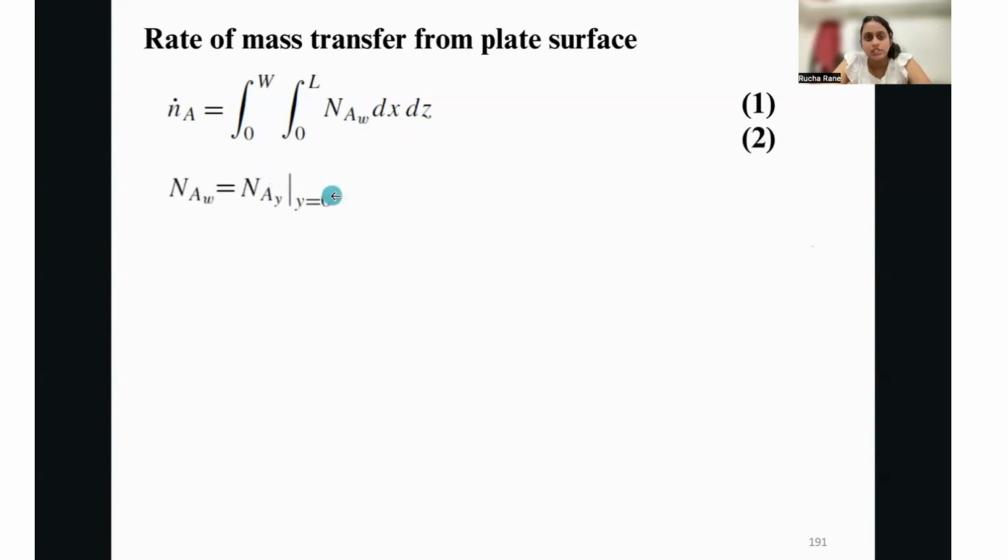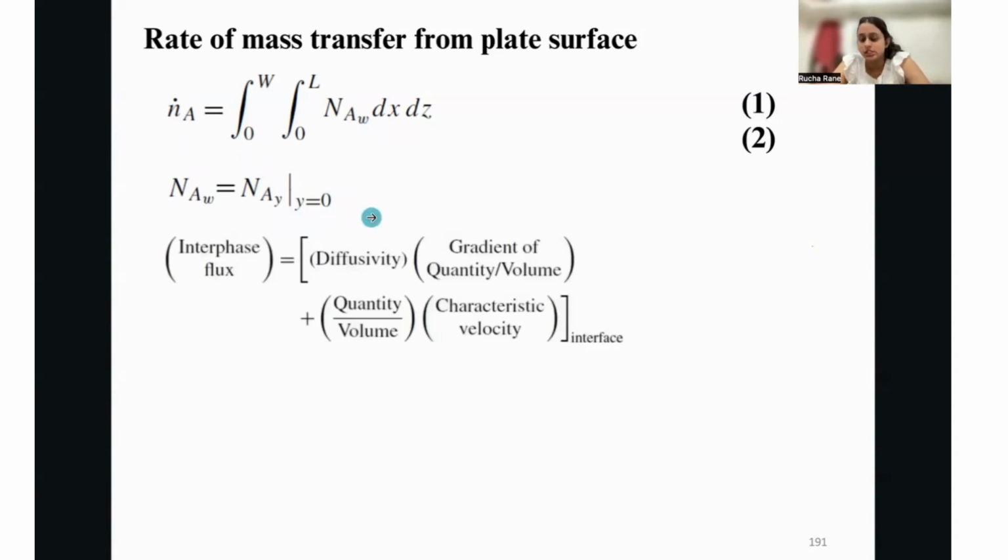Now, as we are considering the interface flux, our area of concern is the surface, for which y is equal to 0. As we discussed earlier, interface flux is the total flux at the interface. This first term, diffusivity into gradient of quantity by volume, is your molecular flux. And quantity by volume into characteristic velocity is your convective flux, because there is a term of velocity. If there is a term of velocity, then that is always associated with the convective flux. And all this is happening at the interface.